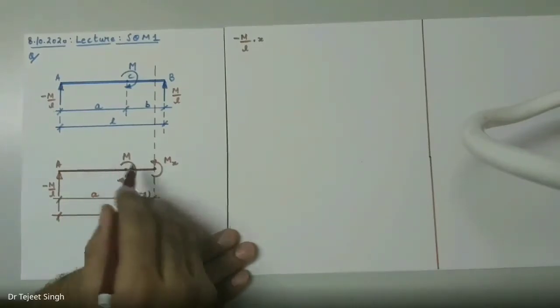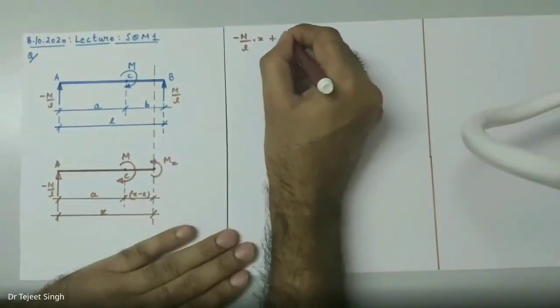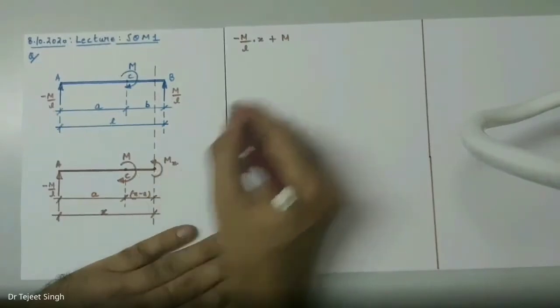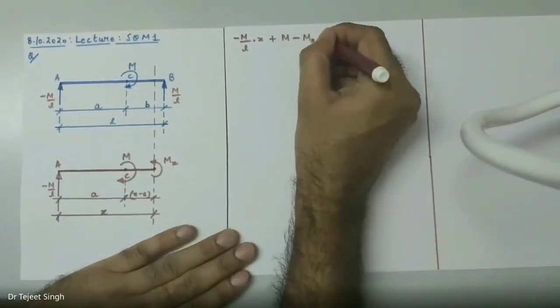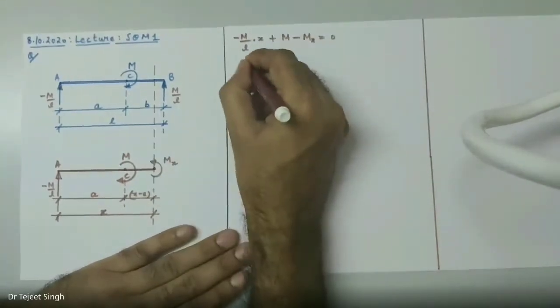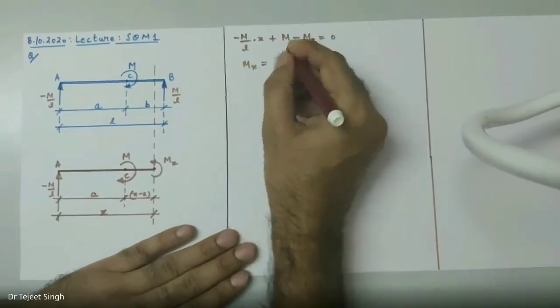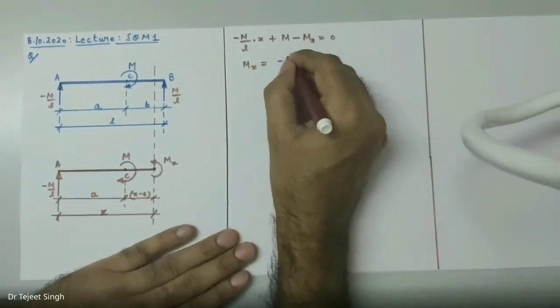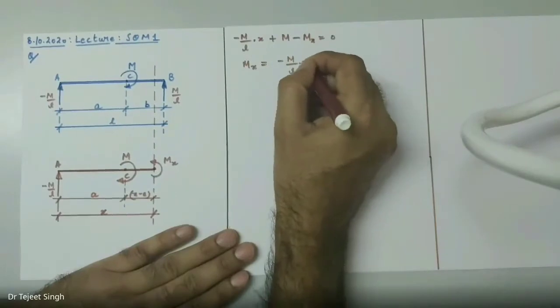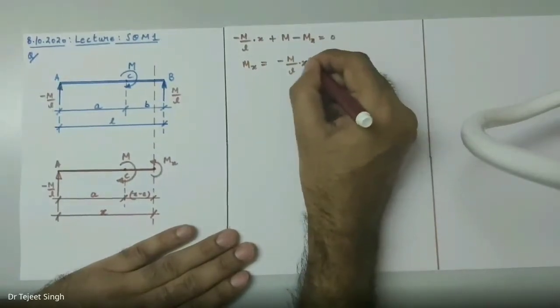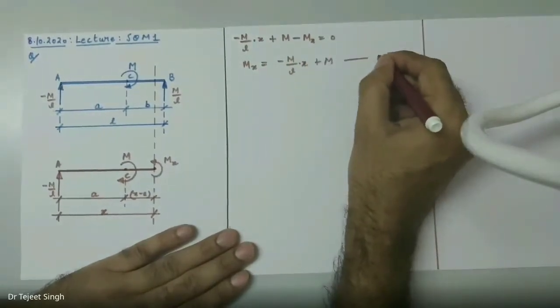Then this direct moment, which is M, which is clockwise, so it is positive M. Then this is anti-clockwise, so minus MX equal to 0. So the equation of bending moment at any point is equal to minus M by L into X plus M. I call it equation number 2.